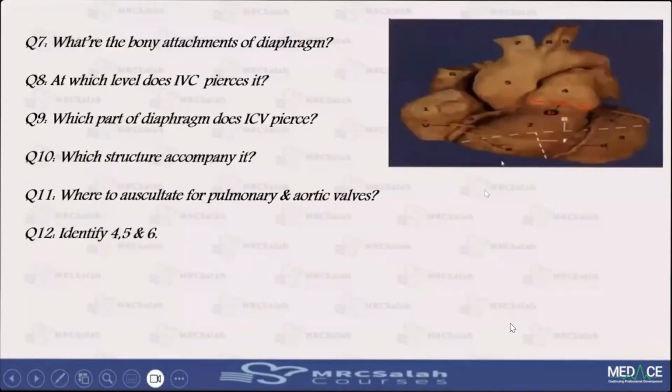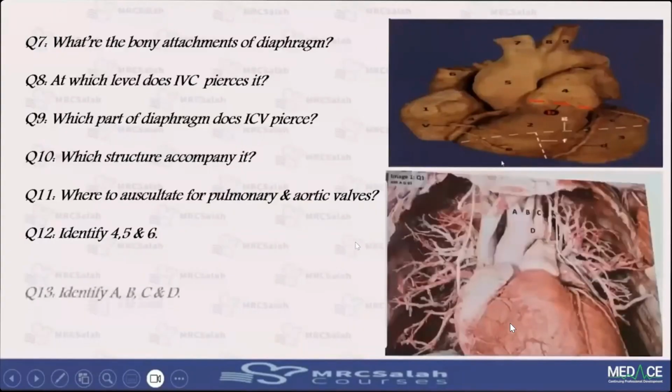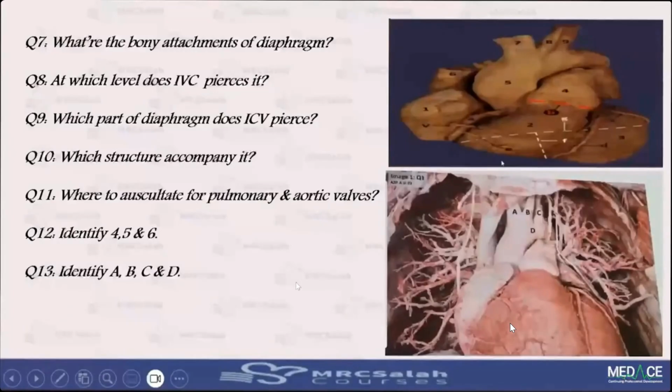Would you identify the structures 4, 5, and 6, please? 4 is the pulmonary trunk. 5 is the ascending aorta. 6 would be the superior vena cava. Would you identify A, B, C, and D, please? A is the brachiocephalic trunk. B is the left common carotid. C is the left subclavian, and D is the arch of the aorta. Brilliant.